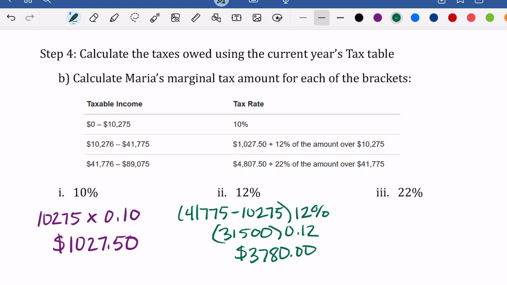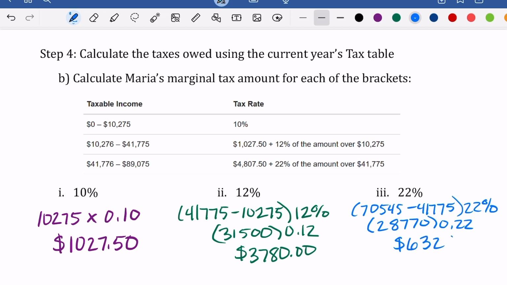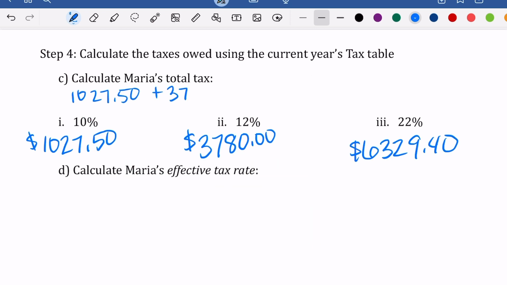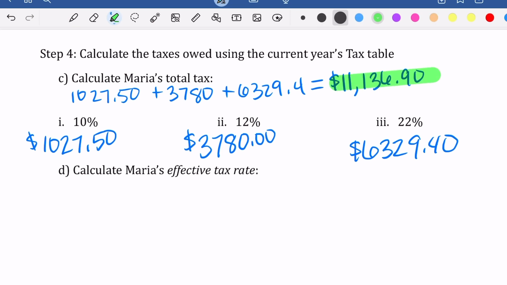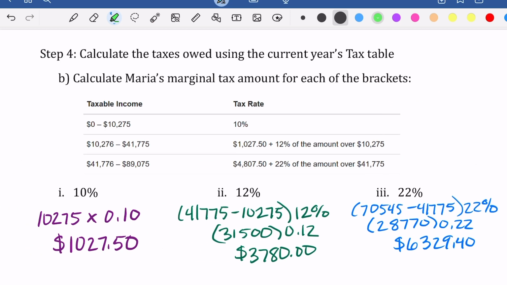Maria is in the third bracket because Maria makes more than $41,775. So Maria will pay 22% of all money that she makes above $41,775. To figure out how much that is, we subtract $41,775 from her taxable income. That'll tell us how much money will be taxed at 22%. To calculate Maria's total taxes, we'll take those three amounts, combine them together, and get $11,136.90.